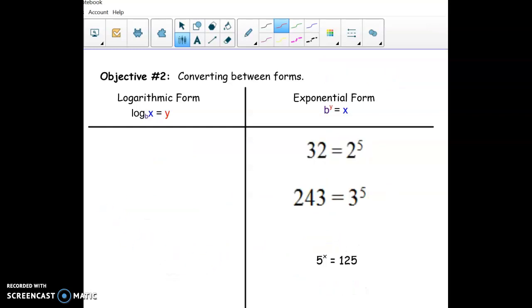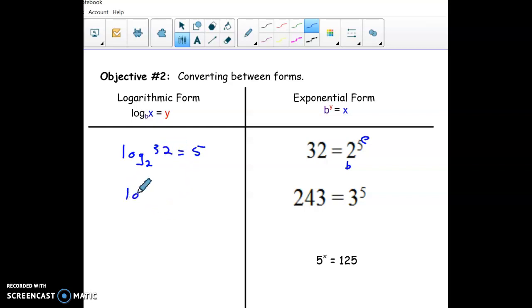All right, try some going the other direction. These are in exponential form. See if you can write them in log form. All right, I'm going to start off by writing the word log, and then the base. So here's my base, and that's my exponent. So it's going to be a base of 2. The base is a little number, and log means find exponent, so that goes here. And then I fill in the value last.